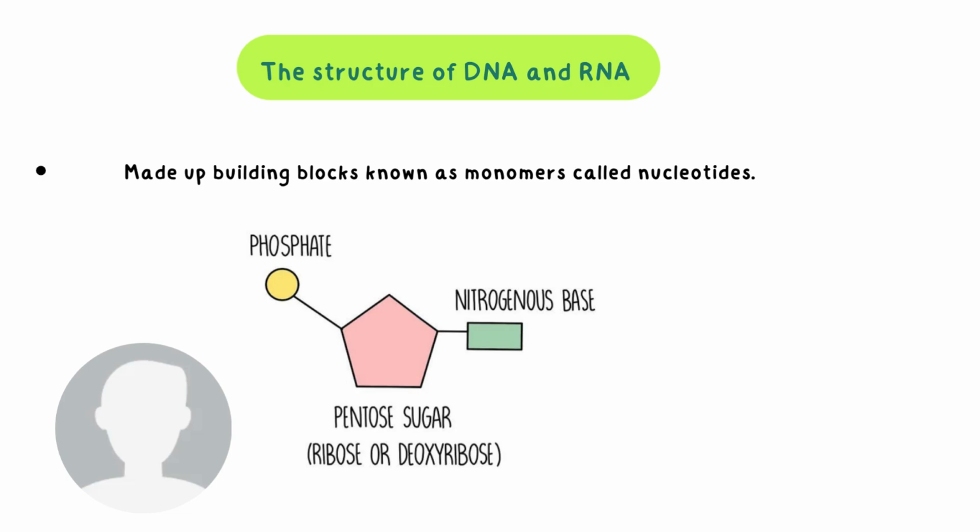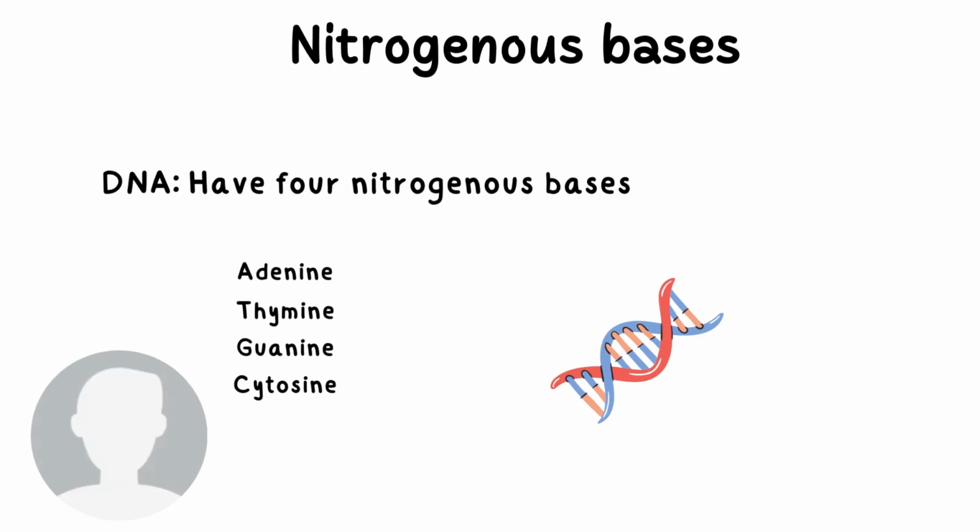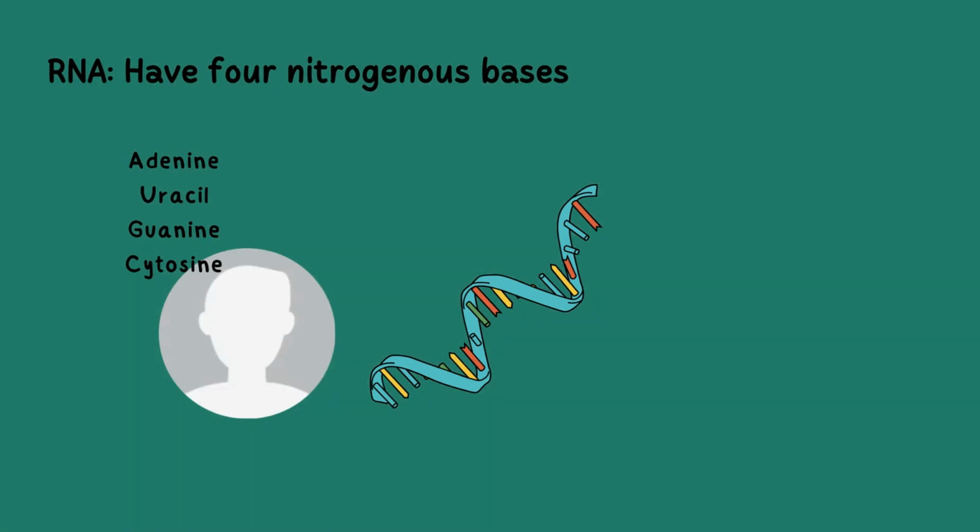For the DNA, it is deoxyribose. For RNA, it is ribose. Now we go to the nitrogenous bases of the DNA. You've got adenine, thymine, guanine, and cytosine. Then for RNA, we've got adenine, uracil, guanine, and cytosine. So the difference between the two is that the DNA has thymine, the RNA has uracil.